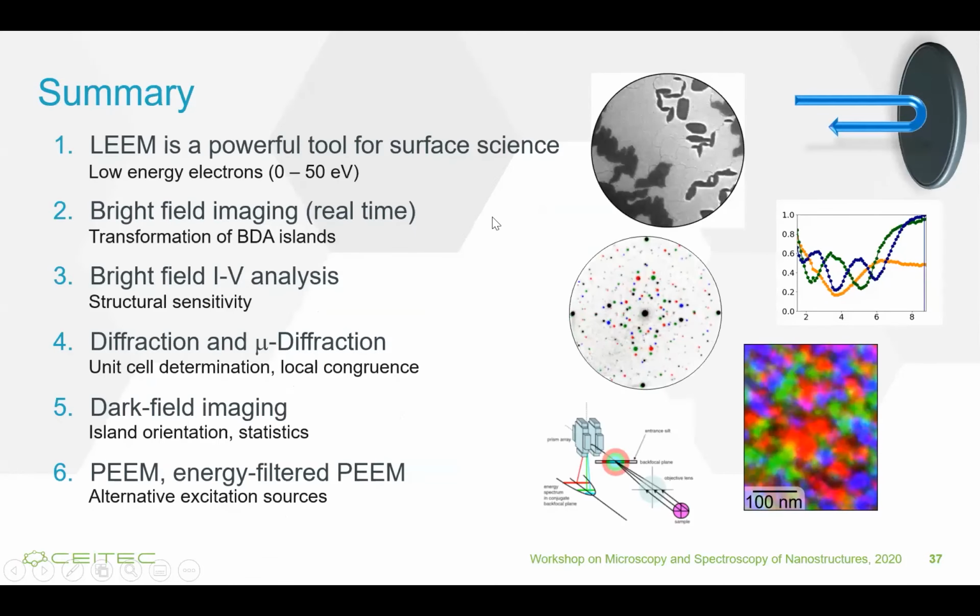So with that, I would just like to summarize that I hope I showed that LEEM is a powerful technique for surface science, which allows you to go to the mesoscale, not really the microscopic view, but the larger view. We can have several techniques which allow us to track the changes in real time, precisely determine the unit cell, say how many graphene layers we have, and do statistics of orientation, size, imaging. Also in future, we will do some energy filtered and advanced techniques.